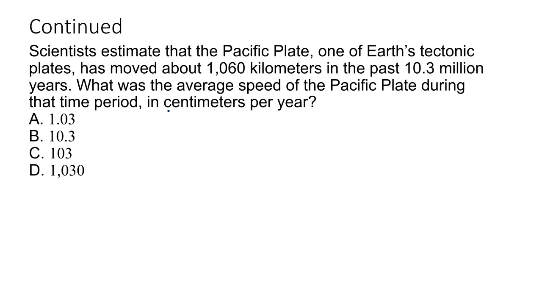If you're going to have to do unit conversions within the standard imperial system, they'll give you those conversions, feet to miles, or if you're going from metric to standard or standard to metric, they'll give you that conversion, how many meters. But if we're going metric to metric, it's really easy. So we have the Pacific Plate, one of Earth's tectonic plates, has moved 1,060 kilometers in the past 10.3 million years. What was the average speed of the Pacific Plate during that time period in centimeters per year?